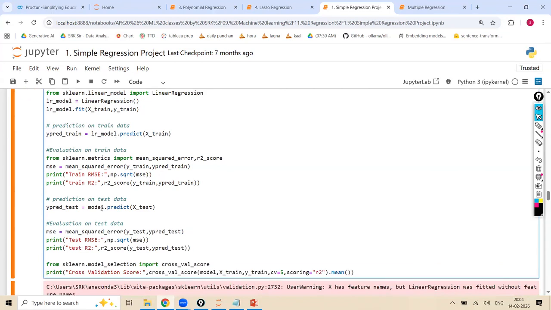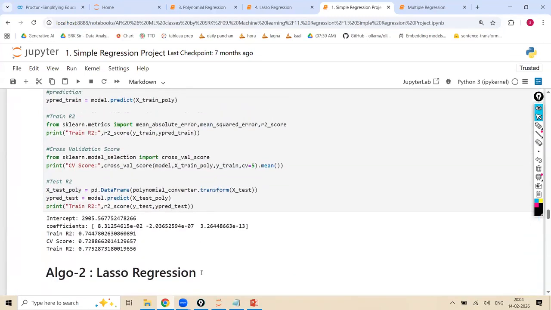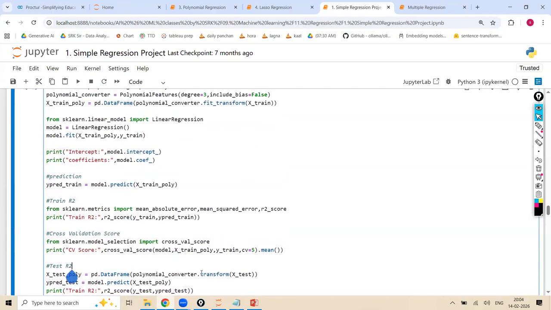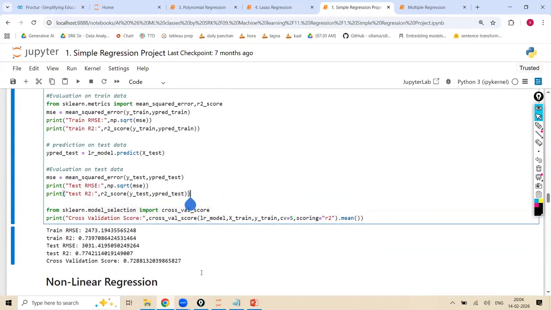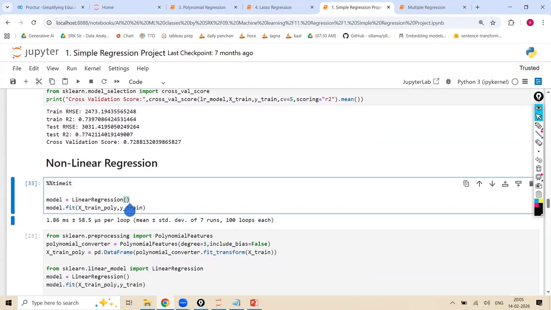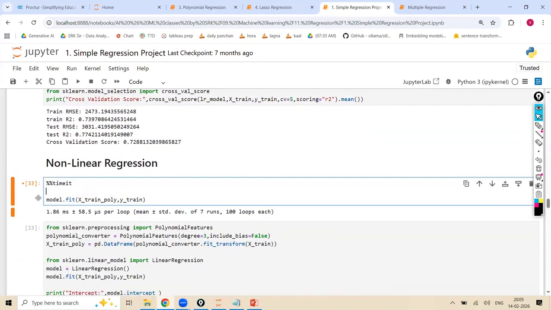Next, this one is also LR model. Here also you have to replace with LR. And here also you have to replace with LR model. Your model has to be replaced like this, LR model. And similarly for NLR model, and simply you can check the time for the NLR model. Only time it: your model name, fit on the data.